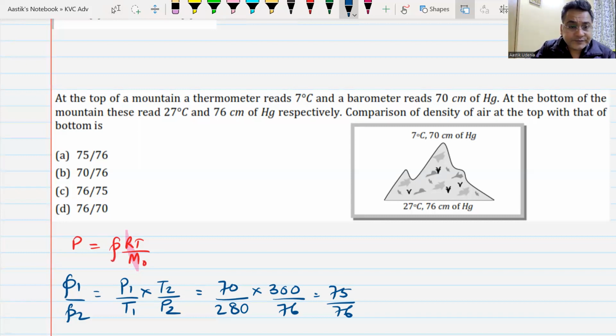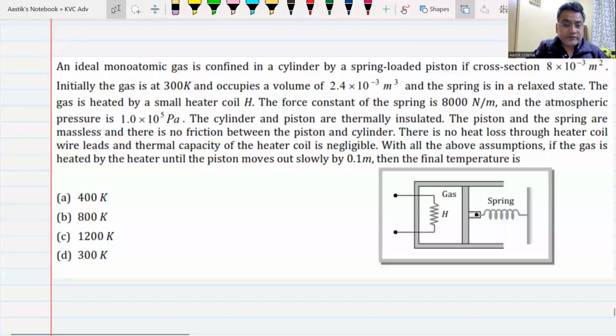Now comes this question. A similar question has come in JEE many times. This is a question of JEE Advanced, and if you can understand this, it may require some calculation as well, but you can solve this in 5 minutes even. It's a very good thing. So I'll give you this question.